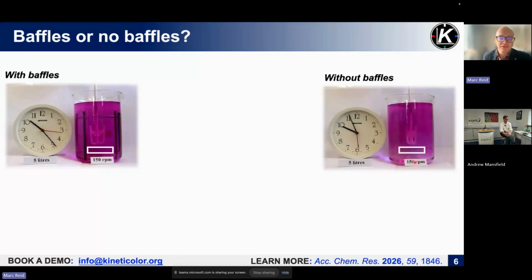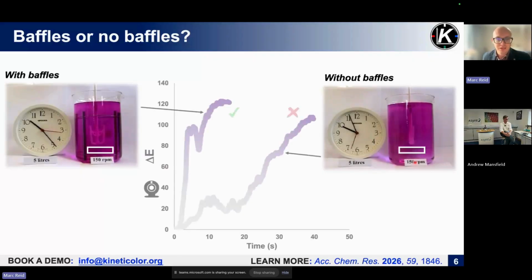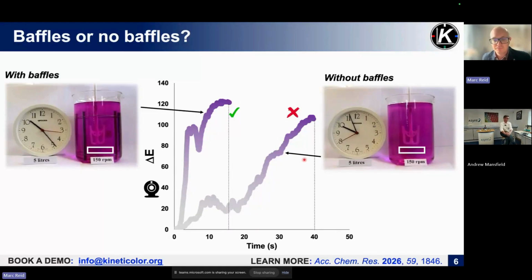We can use these video data as input for Kineticolor software and plot these changes in colour using this delta E metric once again. So the higher the number on the y-axis, the more the colour has changed since the beginning of the video. And what we can see here is that the video on the left-hand side leads to a stabilisation of the colour far more quickly than the video on the right-hand side.